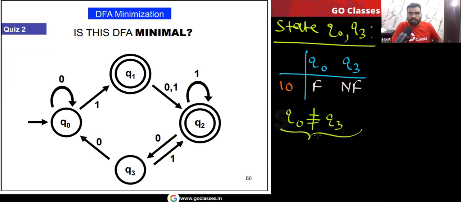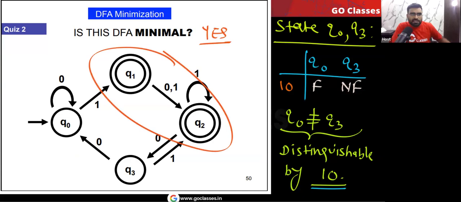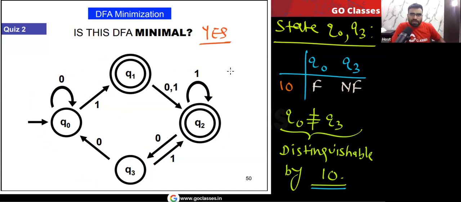Okay, is this point clear? They are not equivalent. They are distinguishable by string 1, 0. So is this a minimal DFA or not? The answer is yes. This is already a minimal DFA, because remember, they are distinguishable. We cannot merge these two. So this is a minimal DFA.